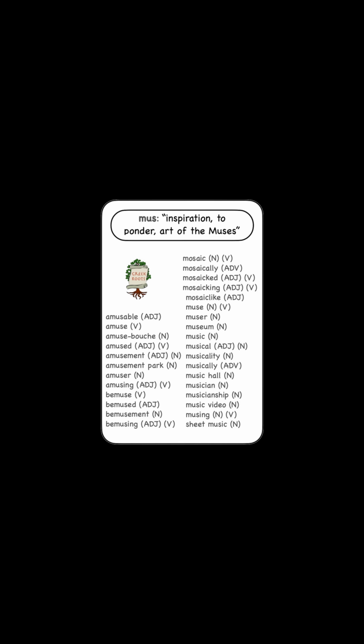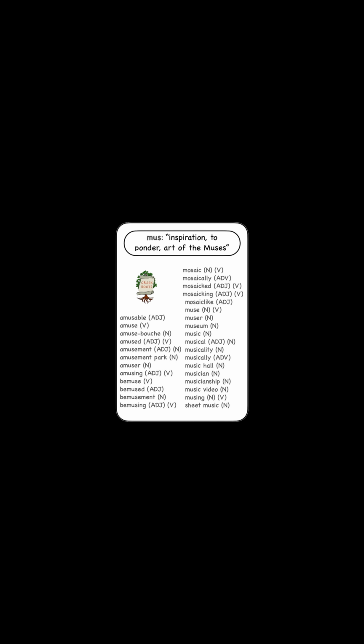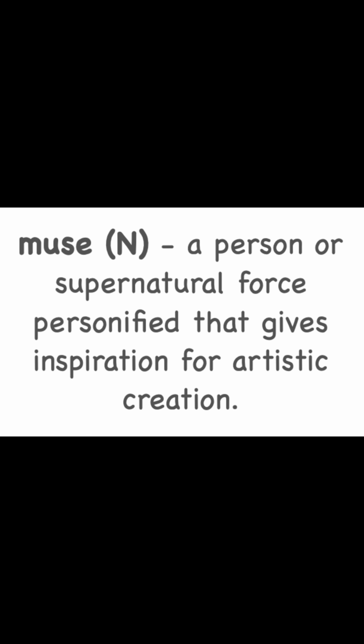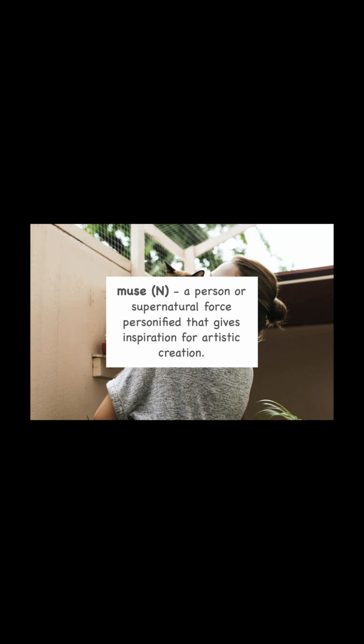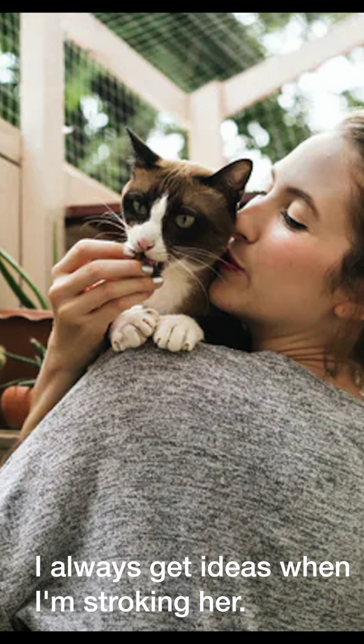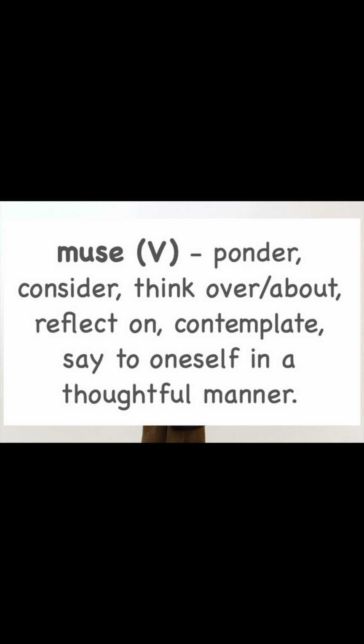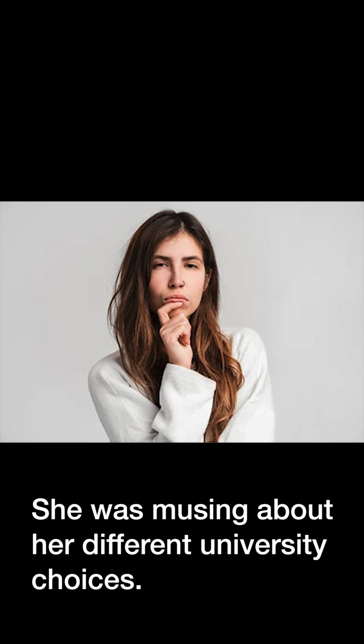There are not as many words on the Nine Muses card as some of the others. Sometimes we can use the noun muse to talk about something that gives us ideas, such as saying, "My cat is my muse. I always get ideas when I'm stroking her." We use the verb to muse to mean we are thinking about something. She was musing about her different university choices.